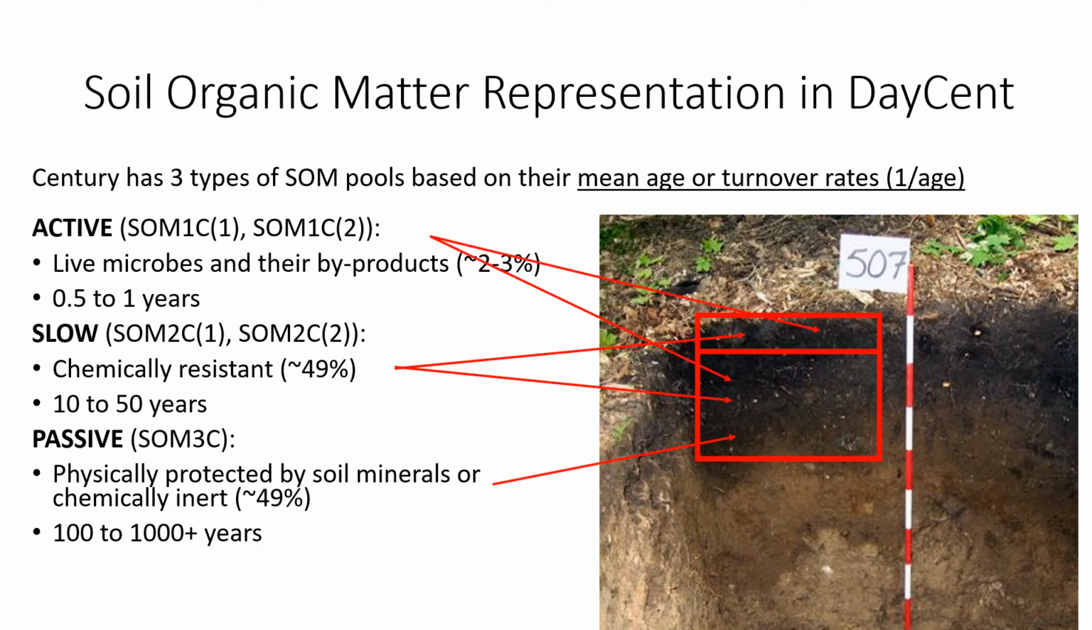Looking at this red box here, there are two rectangles. The upper rectangle is meant to represent above the mineral soil horizon, and the bigger rectangle is meant to represent below the mineral soil horizon, or mixed in with the mineral soil. The active pool and the slow pool have above and below ground components, whereas the passive pool only has a below ground component, because for carbon to become protected, it has to interact with clay, and we don't think of clay as being above the mineral soil horizon. Clay minerals are within the soil itself.